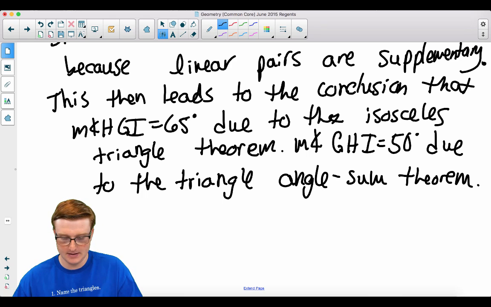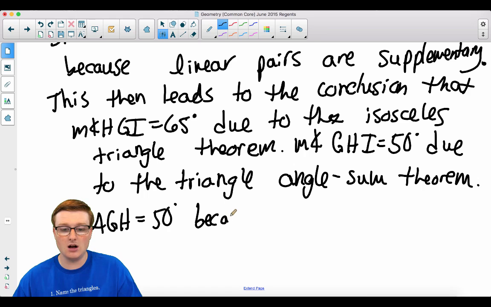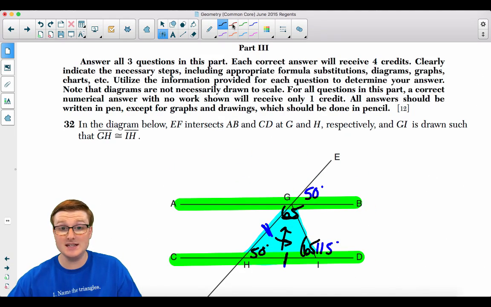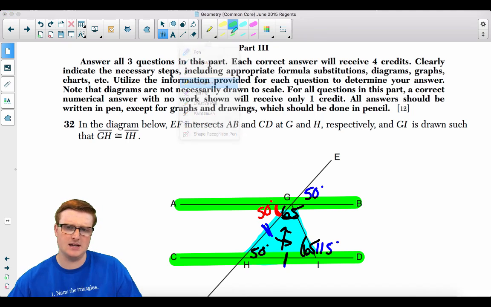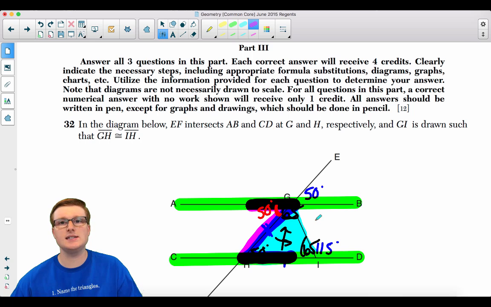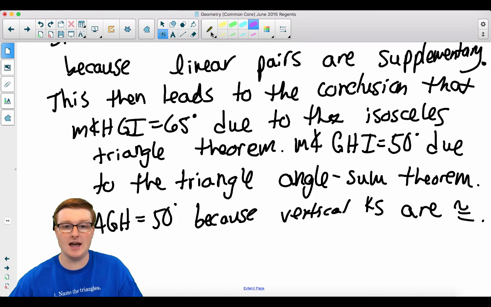So now we're going to say that the measure of angle AGH is equal to 50 degrees because vertical angles are congruent. This angle over here is 50 degrees. Wait a minute. What are these right here? Now, I know it's a little dark, but that's a Z. Alternate interior angles are congruent. Ladies and gentlemen, that's what we've been trying to prove this whole time. Alternate interior angles are congruent.